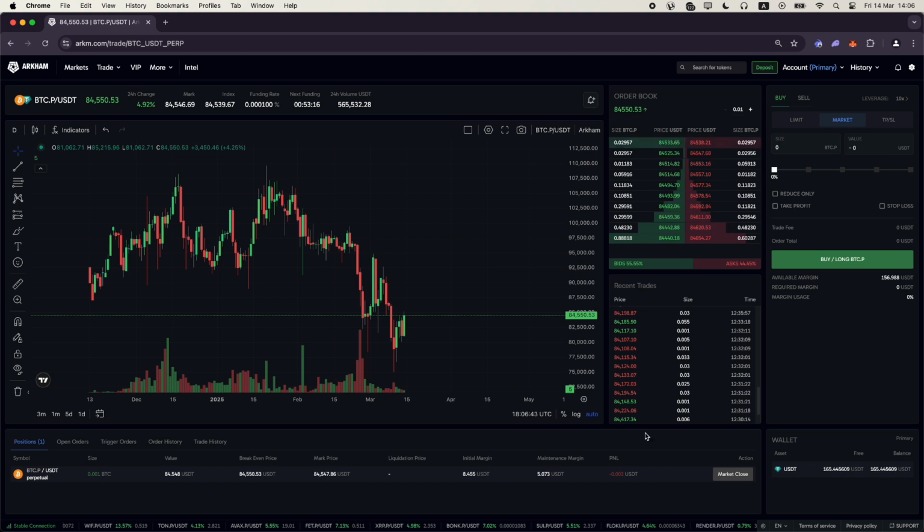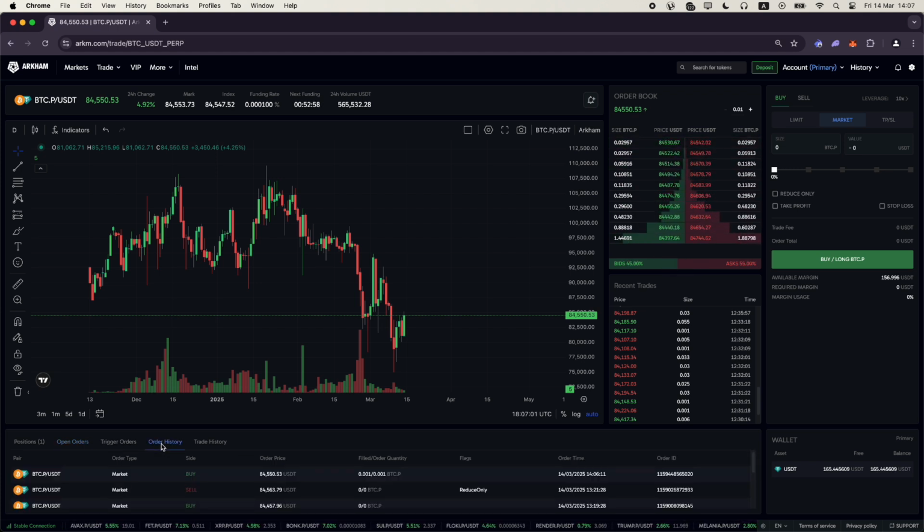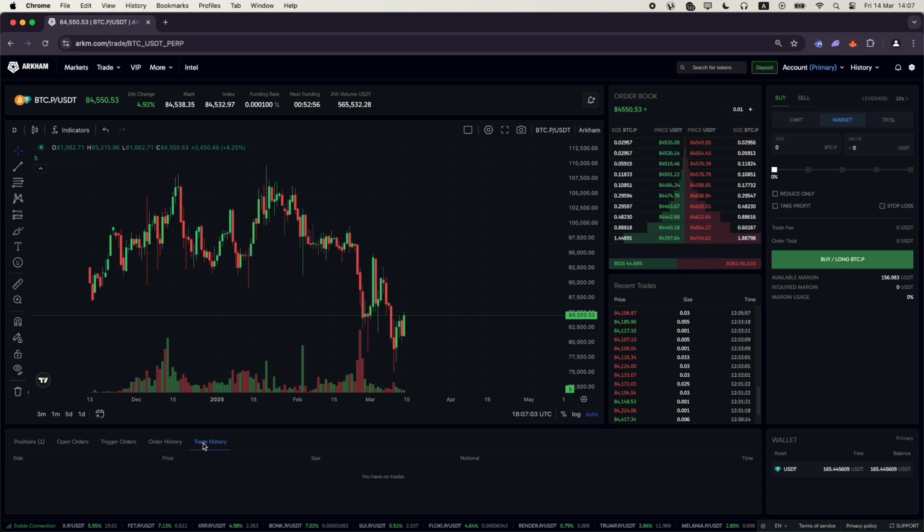At the bottom, you will find positions, open orders, trigger orders, order history, and trade history. Positions shows your open contracts, entry price, and your unrealized profit or loss. Open orders lists your limit or stop orders waiting to be filled. History tabs track the trades you've made or orders you've placed.